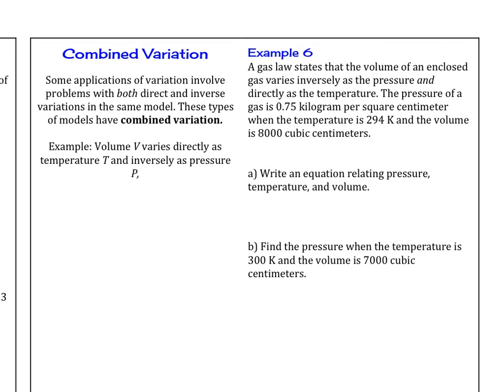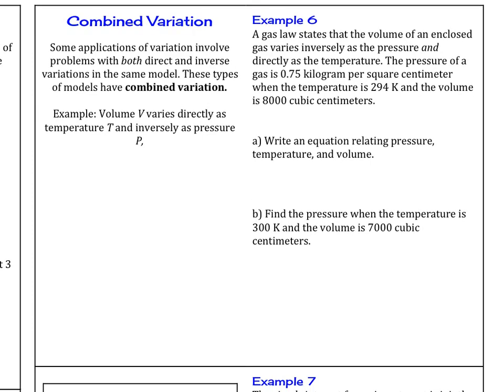So let's try combined variation. Some applications of variation involve problems with both direct and inverse variations in the same model. These types of models have combined variation. So let's try this example. A gas law states that the volume of an enclosed gas varies inversely as the pressure and directly as the temperature. The pressure of a gas is 0.75 kilogram per square centimeter when the temperature is 294 Kelvin and the volume is 8,000 cubic centimeters. So we need to write an equation relating pressure, temperature, and volume.